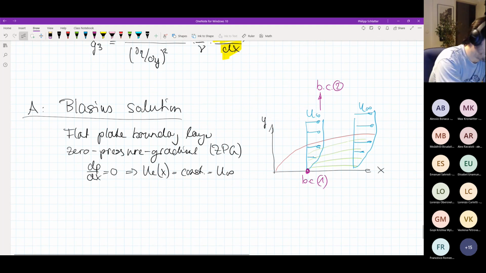Now, as I was saying, this is called the Blasius solution. Now, why is this called Blasius solution? Well, it was first derived by a person that is called Heinrich Blasius.